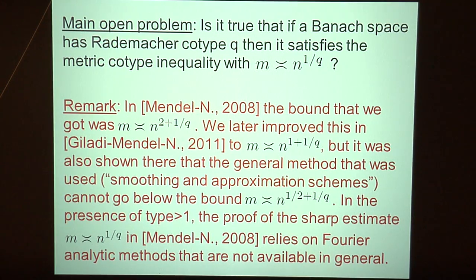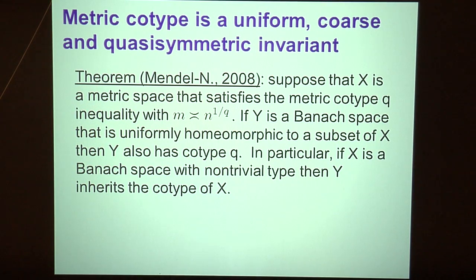So I can prove that a really new idea is needed to get the sharp value of M. The way we got M to be the correct value when the space is type bigger than 1 uses actually more sophisticated Fourier analysis, which is simply false in general. So we use it in a very, very strong way. So this is the situation. So that's a major open problem, very concrete. And I would really like to know the answer.